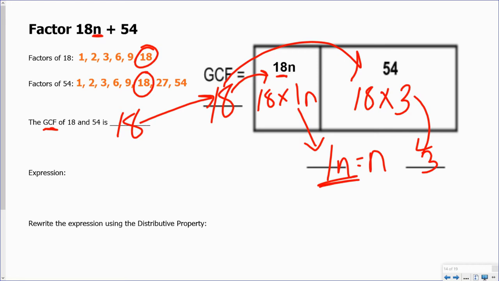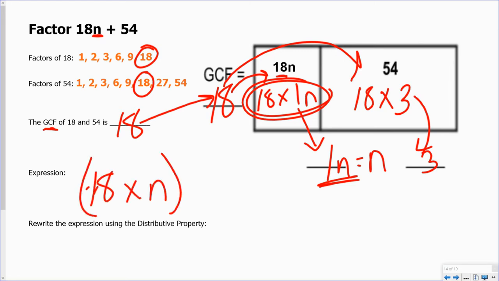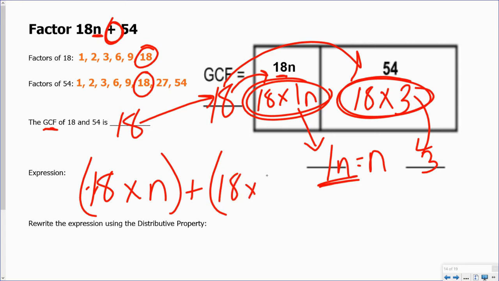So now I'm going to write my expression. And so, like I did before, I'm going to take this. So I'd have 18 times my n in parentheses. And again, it's an addition problem. And then my 18 times 3 with my parentheses. And again, I'm going to rewrite this expression using the distributive property.